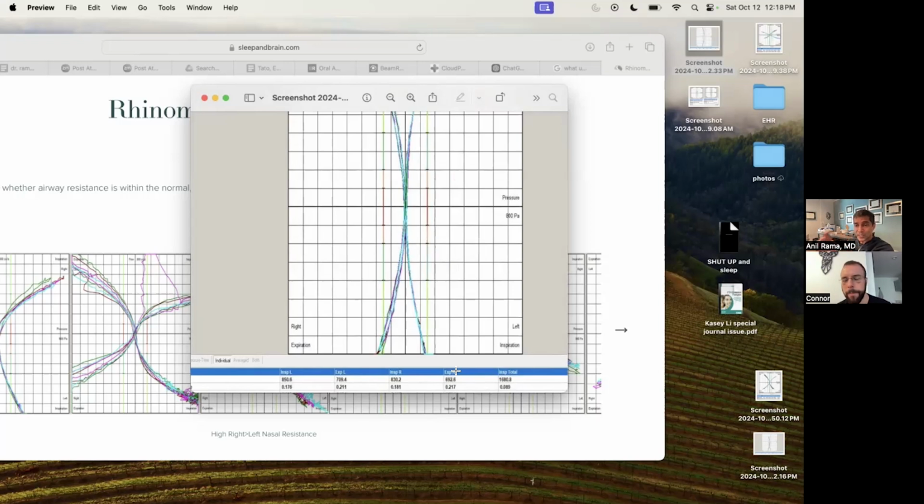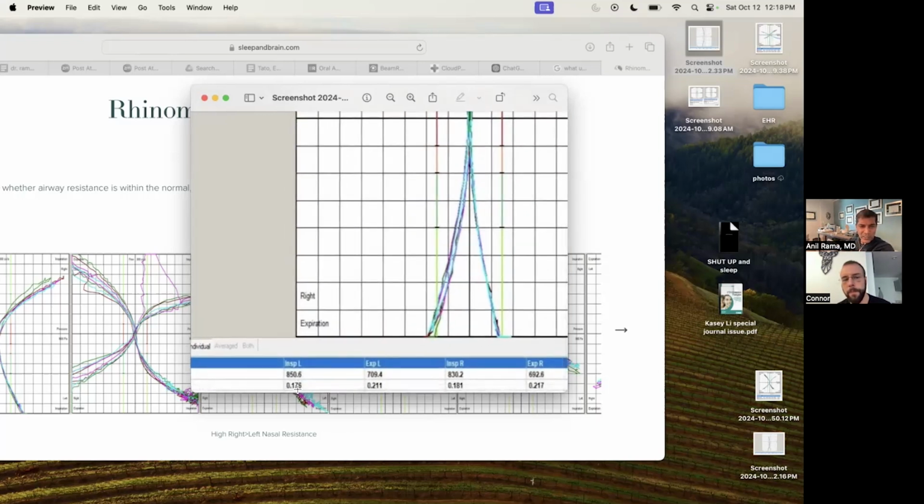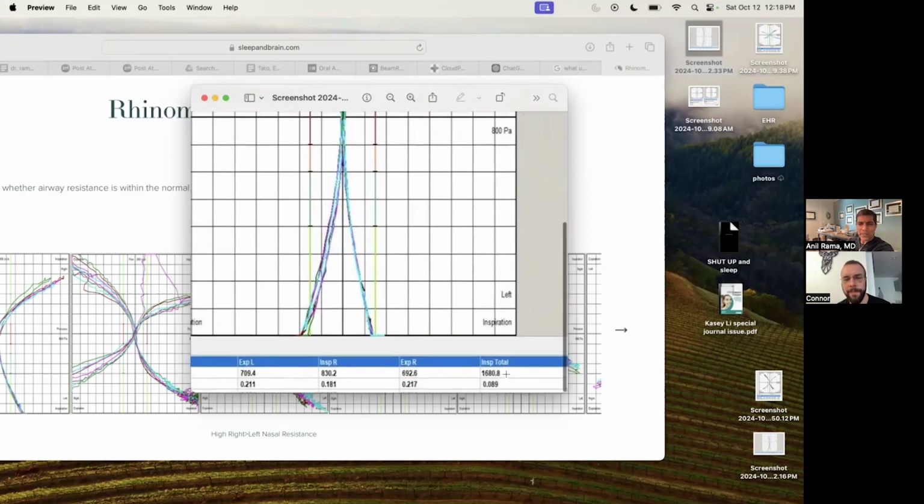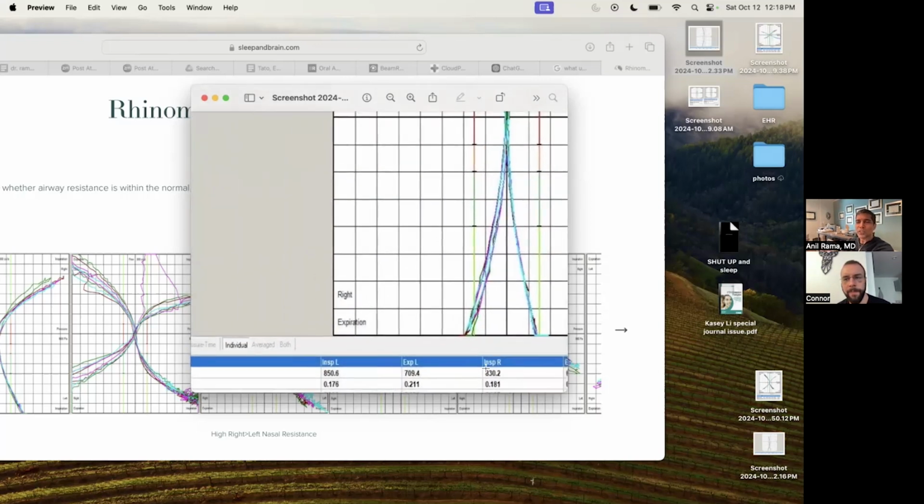Now, like I said, it depends on your size. If you're a small frame person versus a large frame, that can vary. Also here, this is the resistance. Do you see this 0.176? This is that Pascal per cubic centimeter per second. But it's 0.17, 0.21, 0.18, 0.21. Normal is about 0.2 to 0.3, roughly, okay? So if it's higher than that, that's too much resistance.